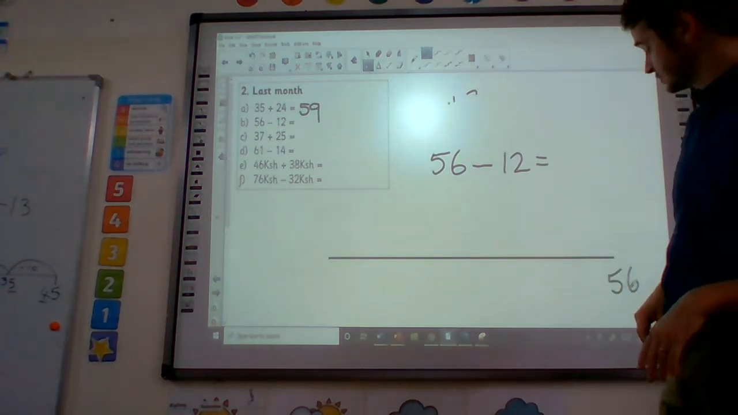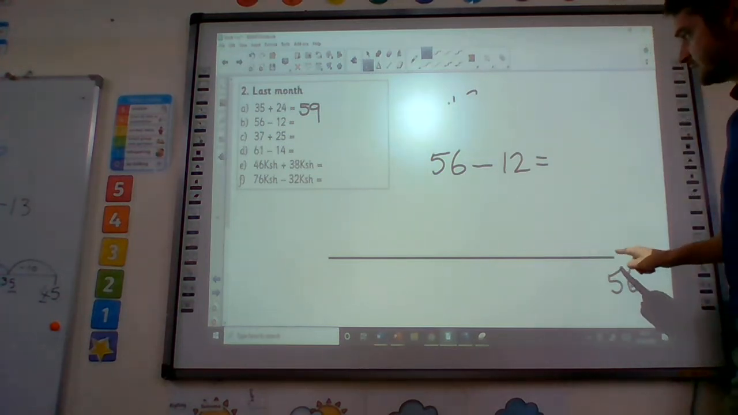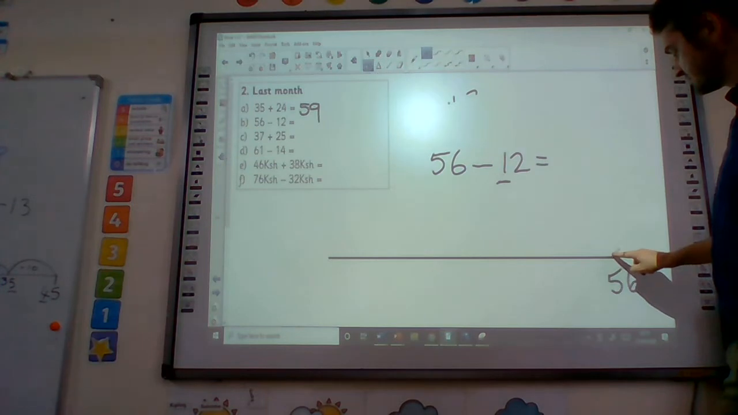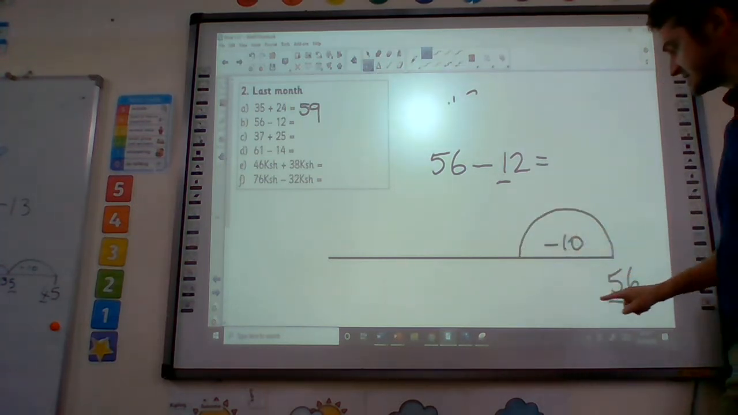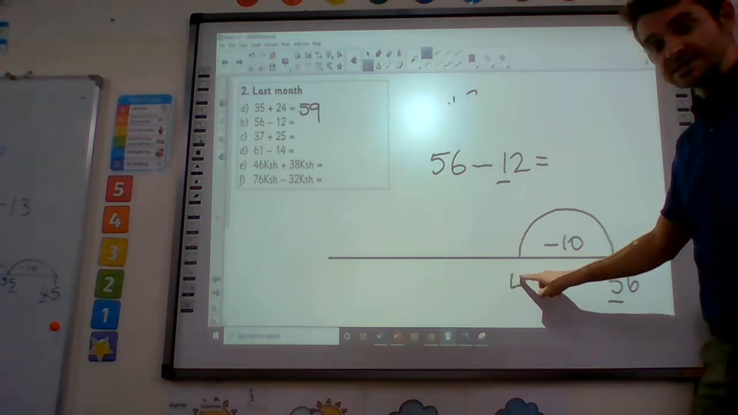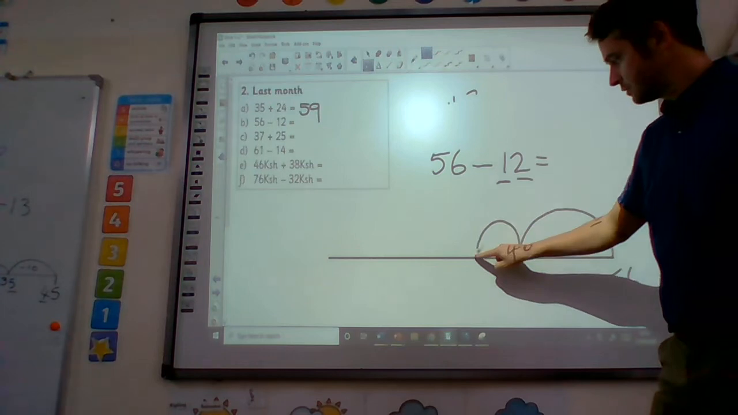Hopefully you've written your answer already. If you haven't, complete your number line with me. 56 take away 12, that's one jump of 10. And we're changing the tens. 56, 46, and then 2 ones. 1, 2.